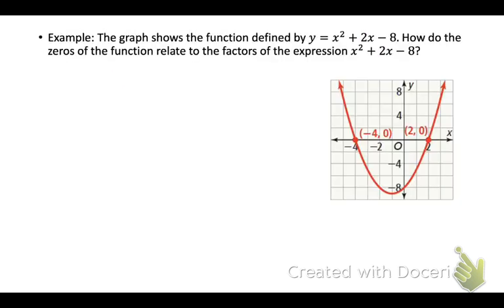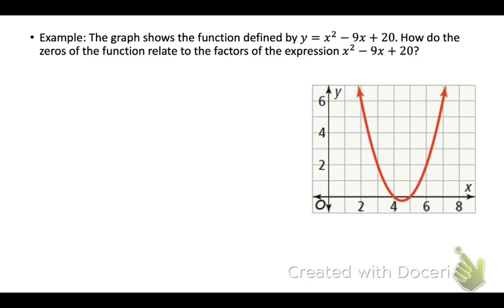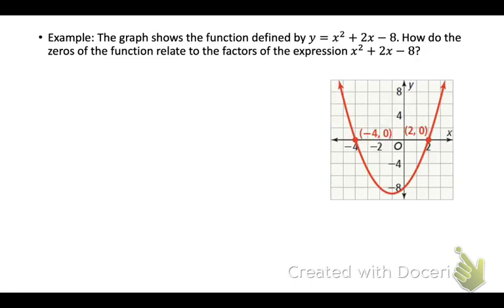The graph shows a function defined as y equals x squared plus 2x minus 8. How do the zeros of the function relate to the factors of the expression? Well, these zeros better be the what? We just did them, guys. The zeros better be the factors, right? So let's check it out. Factor it. Y equals x squared plus 2x minus 8. Do what we've just done.